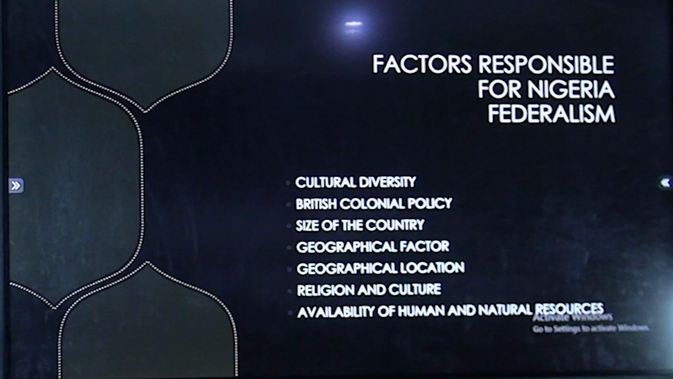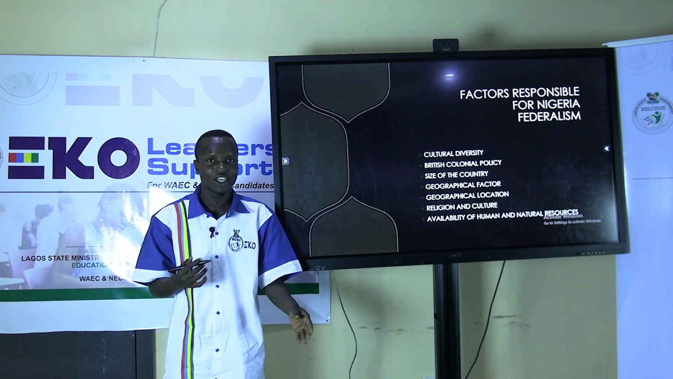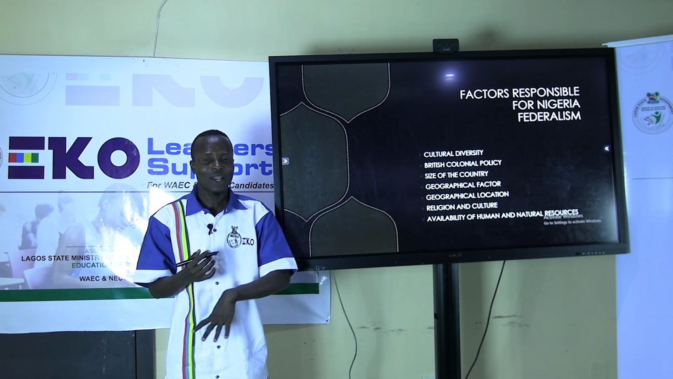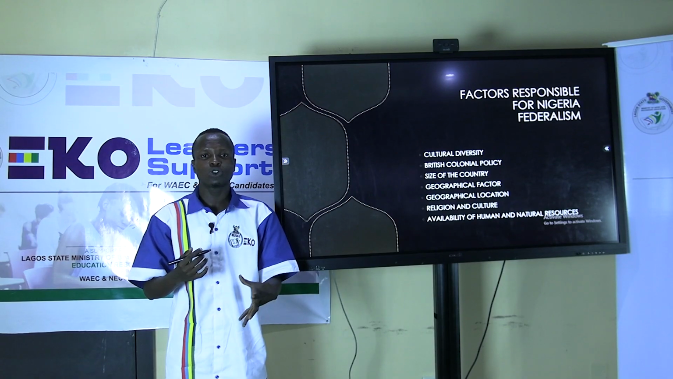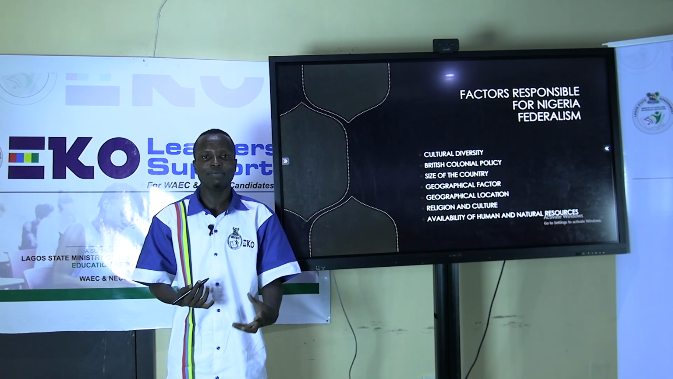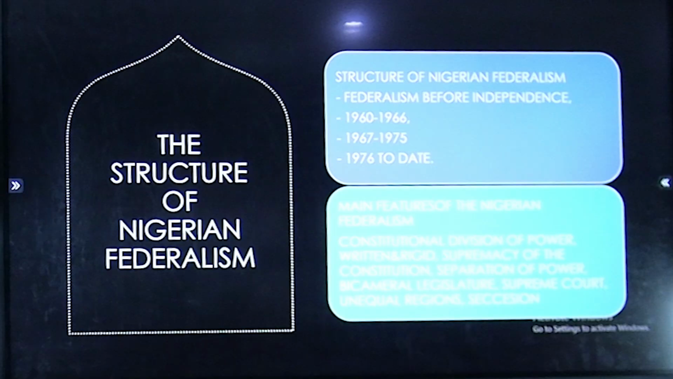Availability of natural resources. Nigeria has a lot of natural resources. We have crude oil, gold, diamond, silver, bronze. So in order to put those resources together and make them work, the best system is for us to have separate tiers of government that can make it function well.